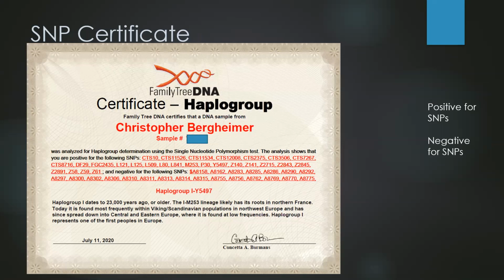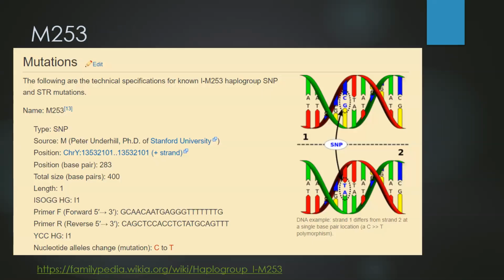So this is the list of the SNPs that were tested. He was placed into this group. You notice they do reference the IM253 lineage, which is the original group he was placed in. And it'll tell you whether you're positive or negative for certain SNPs, so whether you do or don't match the group, and then how far out you are on the branch.